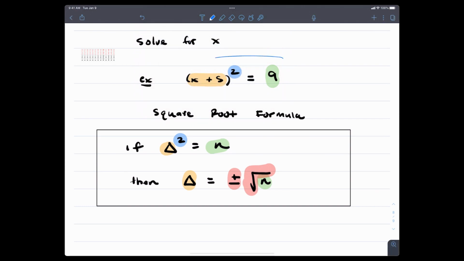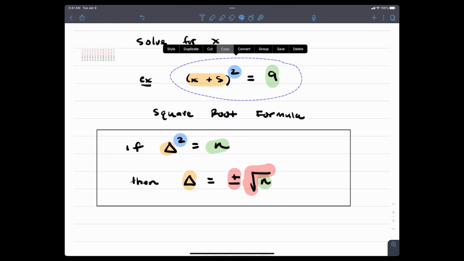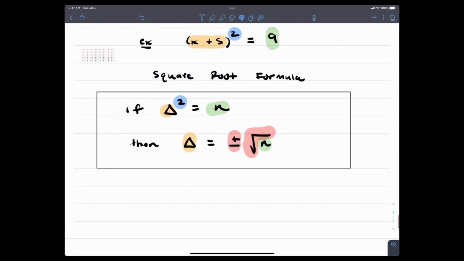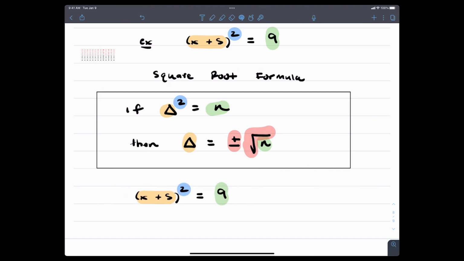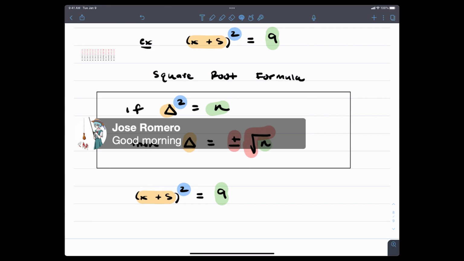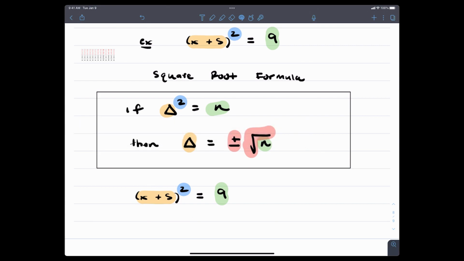So, okay, let's do this here. I'm gonna copy this stuff here for you guys. So who do we have today? We got Jose, good morning. We got Daisy, good morning. Is Daisy here or outside?